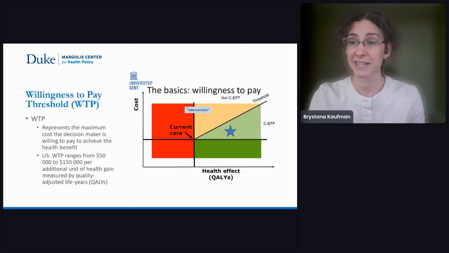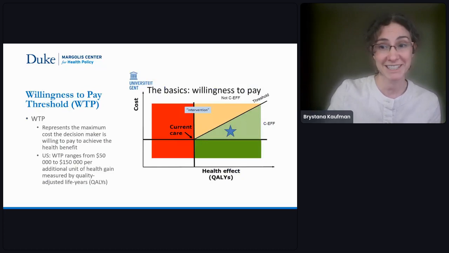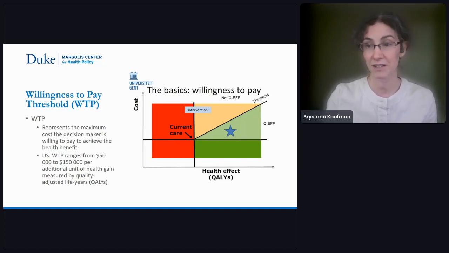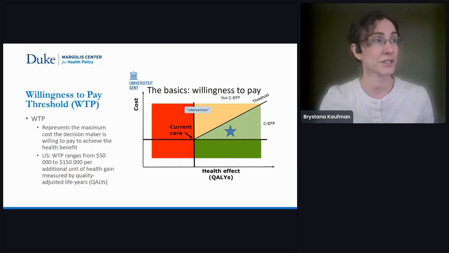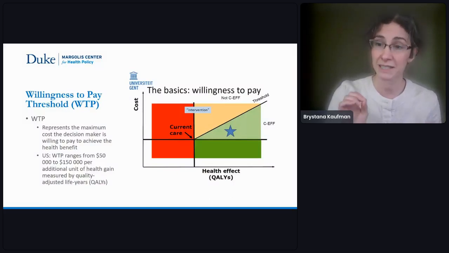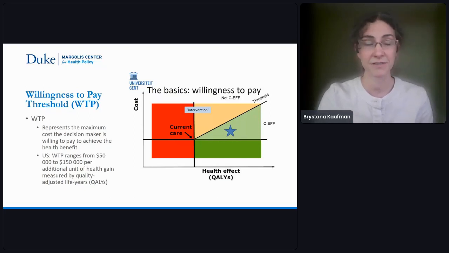And so as I was saying, is it too much? How do you assess that? And we'll often use something called a willingness to pay threshold. And this number can vary quite a bit depending on the country and the context. And in the US, we often use willingness to pay values ranging from $50,000 for one quality adjusted life year, all the way up to $150,000 and sometimes even more when you're thinking about some precision medicine and really highly beneficial but very expensive interventions.